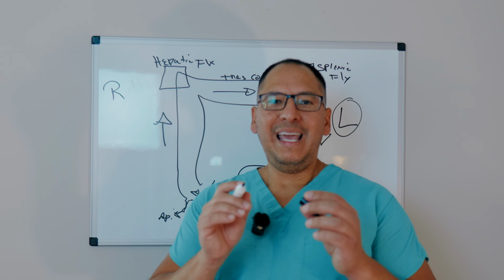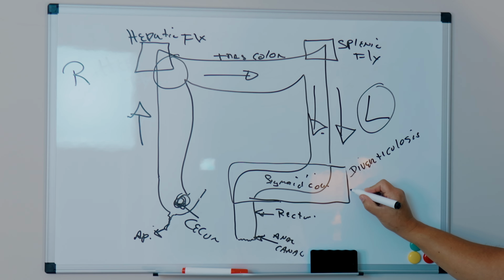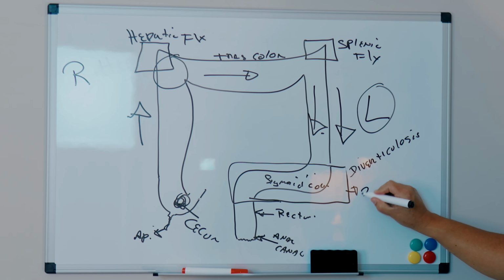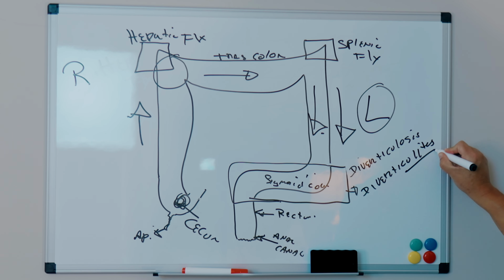This area right here, the sigmoid colon, this is the most common area where you may find diverticulosis, which is not the acute condition. And when someone has left lower quadrant pain and you suspect infection, then likely the patient is experiencing diverticulitis, which is the acute aspect of this, the acute infection.